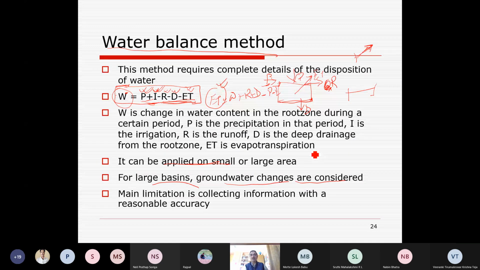Reason being, the groundwater component as well you can add. Any change in groundwater, as addition of, say, deep percolation, or any loss because of requirement of ET that is supported by the groundwater. However, the main limitation of this method is collecting all this information. You can get precipitation, you can get information about irrigation, but deep percolation, runoff, and other components like groundwater, it is very difficult. So that is a kind of limitation, to collect information with reasonable accuracy.